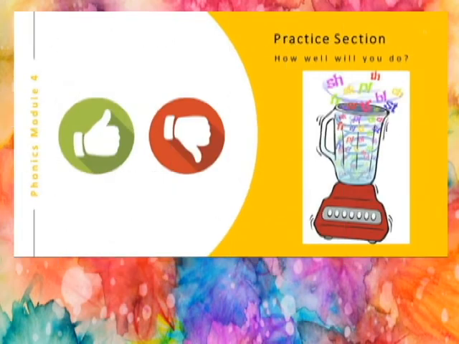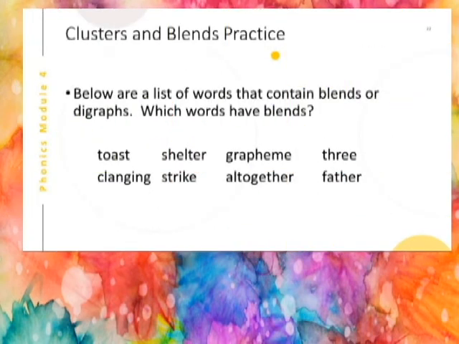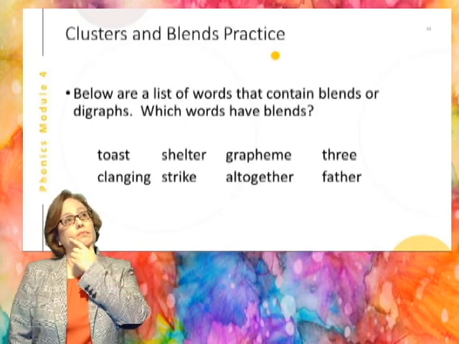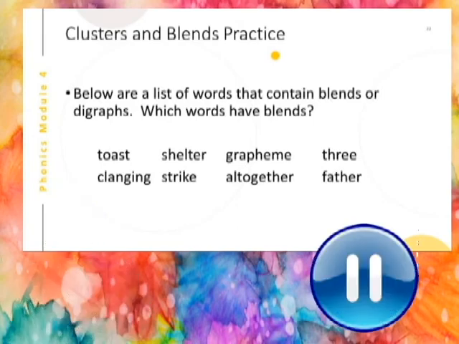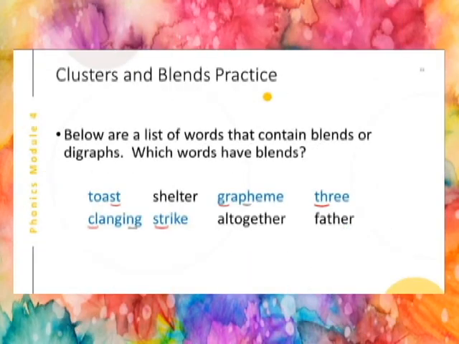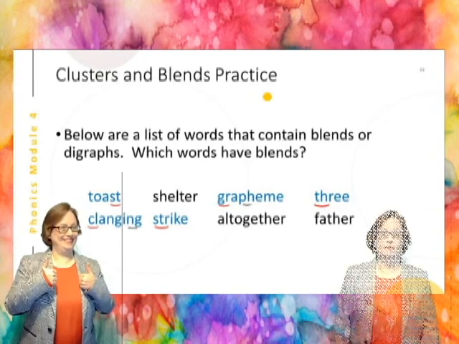Let's practice what we've learned about blends. Below is a list of words that contain blends and/or digraphs. Which words have blends? The words toast, grapheme, three, clanging, and strike contain blends. The words grapheme, three, and clanging also contain digraphs. Give yourself a thumbs up if you correctly identified all the blends.